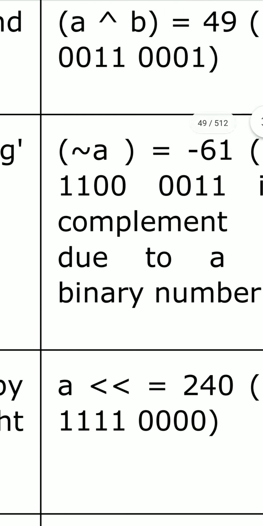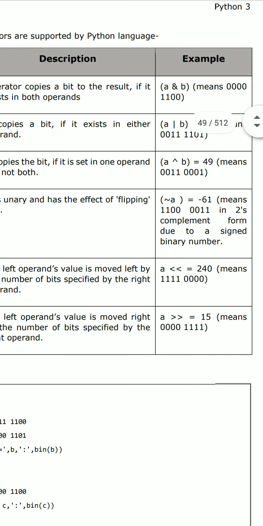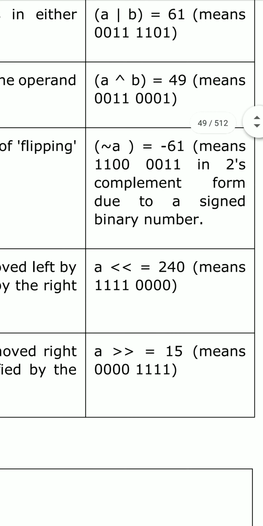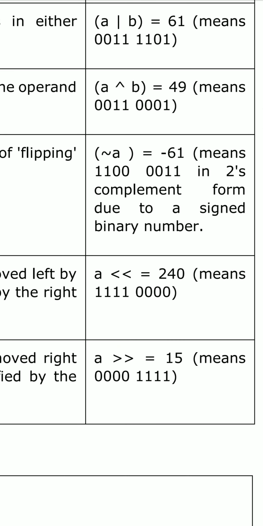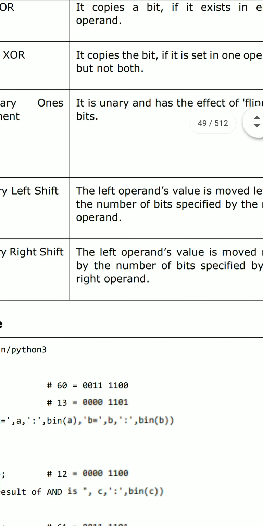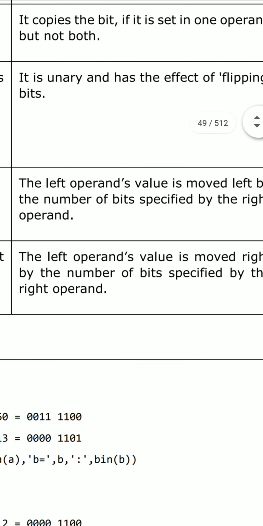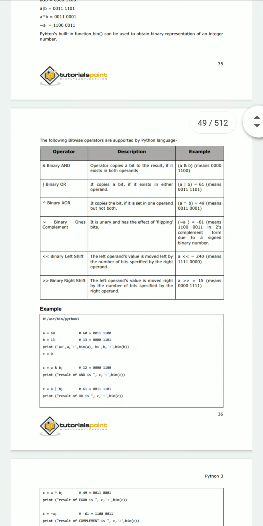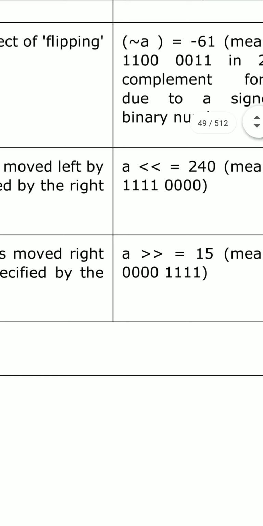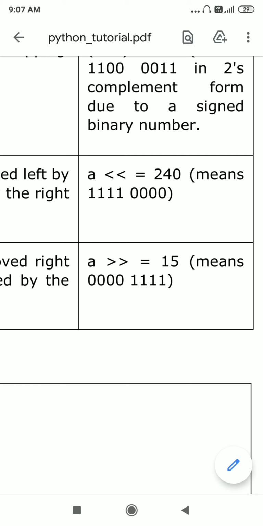And next one is completely different, the binary complement operation. That means it reverses the bits: if the value has a 0 in a place, it becomes 1, and a 1 becomes 0. And next we have the binary left shift operation. This means the left operand value is moved left by the number of bits specified by the right operand. Here the right value specifies how many positions the value of the operand will move to the left.